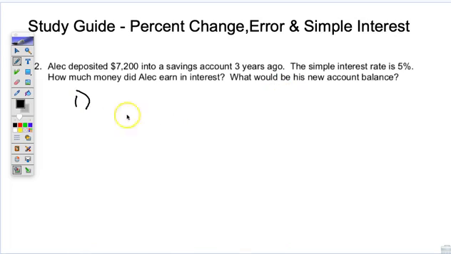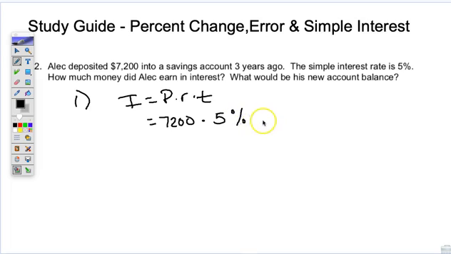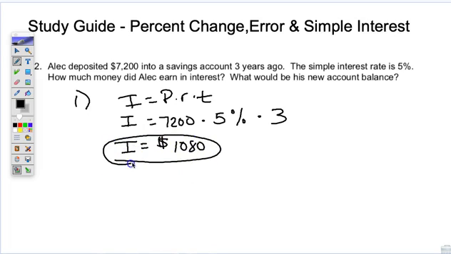So for the first one, let's go ahead, once again, start with that formula, and let's fill in what we know. We know he deposited $7,200, so that is the principal. We also know that he's getting 5% interest, and it's going to be over 3 years. So we are looking for I. If you multiply those three numbers together, you should see an interest of $1,080.